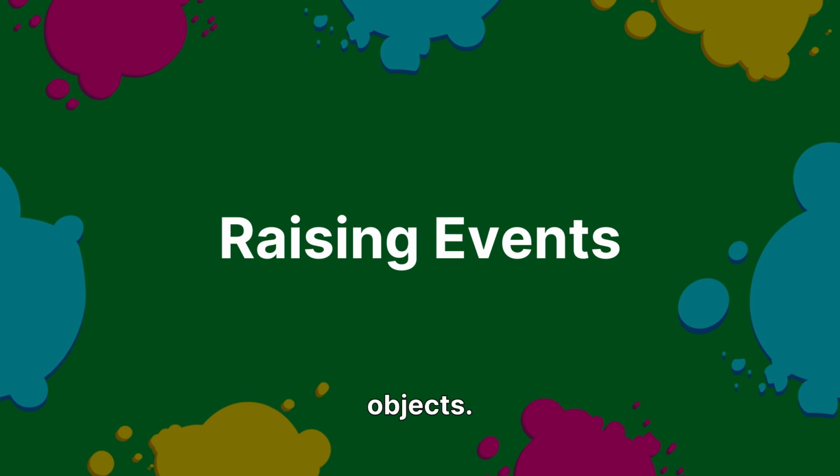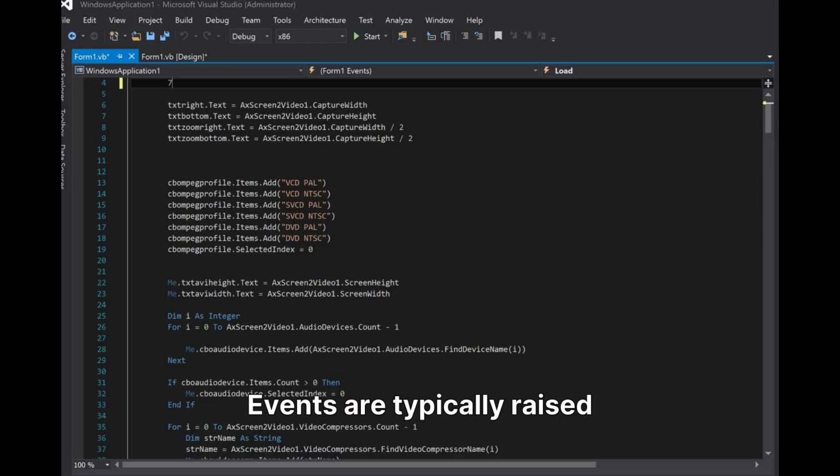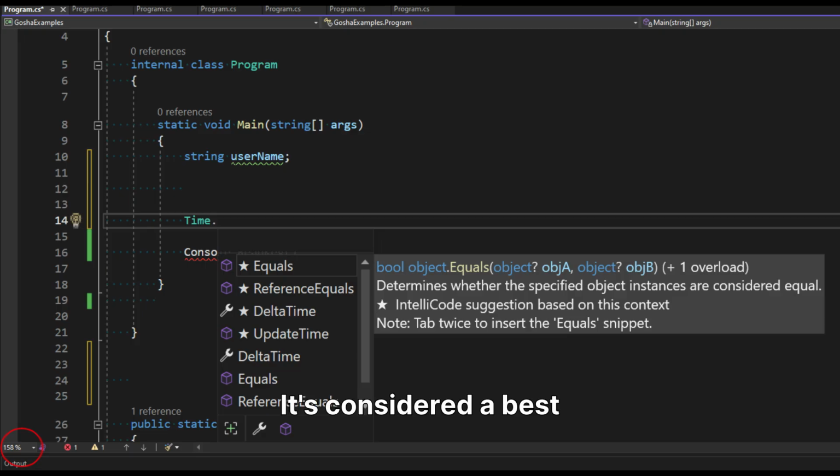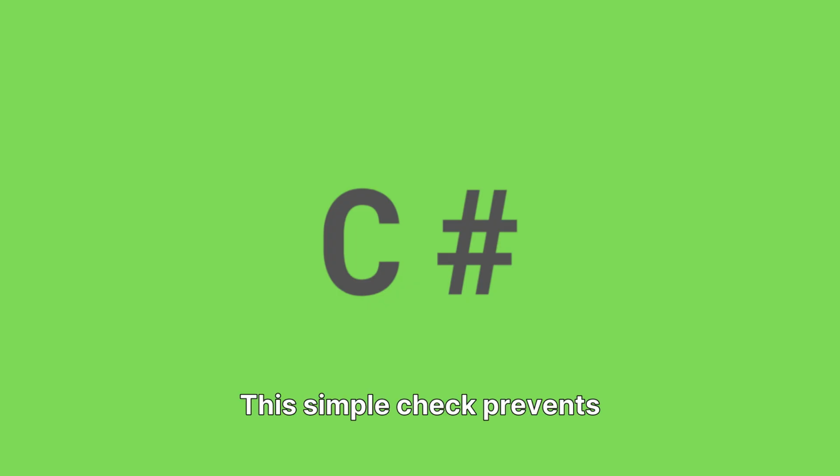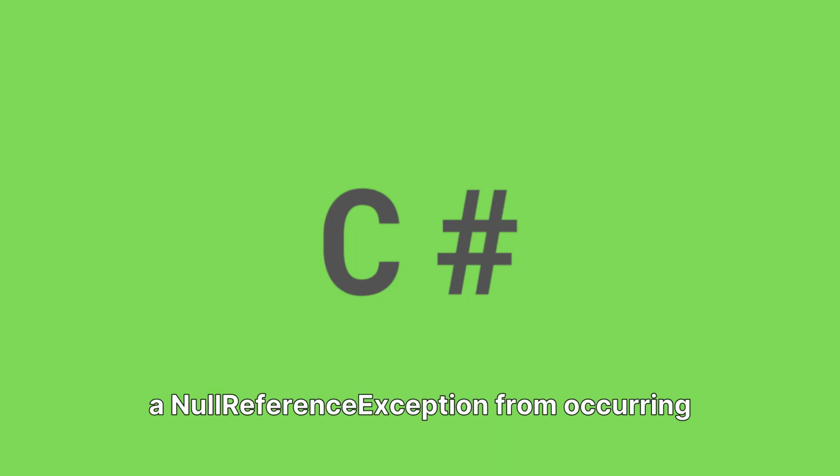Finally, let's see how to raise an event, which is the action that triggers the notification to all currently subscribed objects. Events are typically raised from within the class that declares them, often in response to a specific internal action, state change, or external input. It's considered a best practice to check if there are any subscribers before invoking the event, using the null conditional operator (?.). This simple check prevents a null reference exception from occurring if no objects are currently subscribed to the event when it is raised.